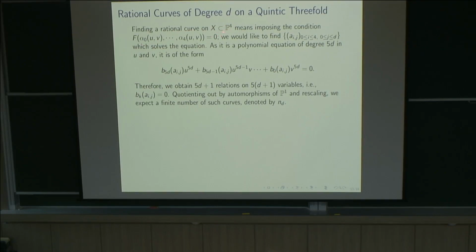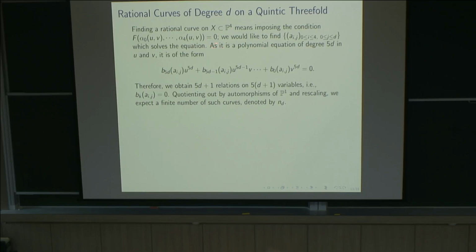So, if you have just any random alpha 0 to alpha 4, that will be finding a rational curve on P4. But finding a rational curve on X means that you want to find this alpha 0 to alpha 4 such that f of them is 0. You need to satisfy that equation. So you are solving that. Your variable now is a_ij, with this i and j. You'd like to find this a_ij such that this equation is solved.